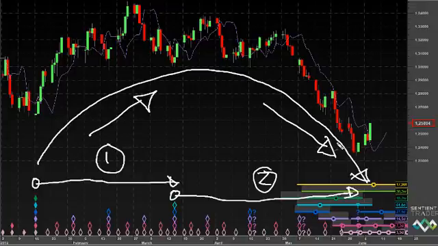Now, when that happens, it affects your trades. Okay, it doesn't affect the categories. Sorry, it affects the characters of your trades. Okay, how does it affect the characters of your trades?